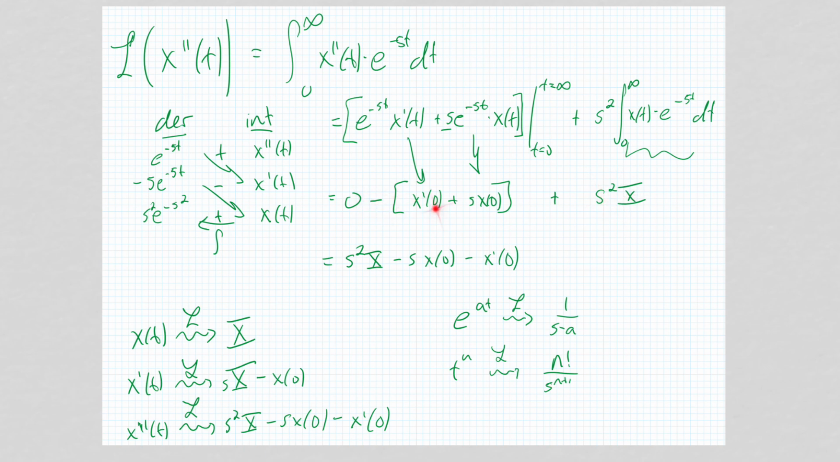So I just reorder all this stuff. These guys got a negative. I get s squared X minus s times x of 0 minus x prime of 0. And that gives us these three Laplace transforms. If you haven't written these down yet, you should have these all written down because we're just going to use them. Now that we got them, we can use them.